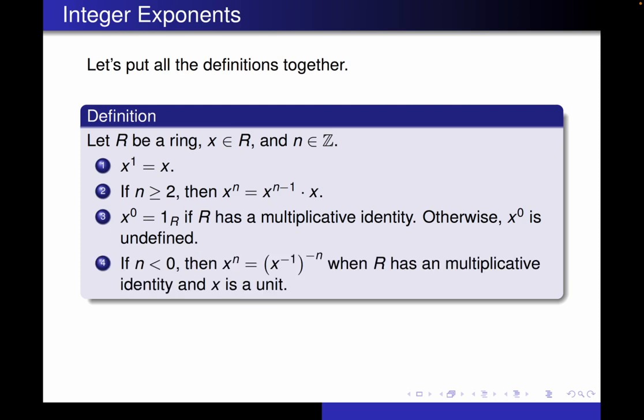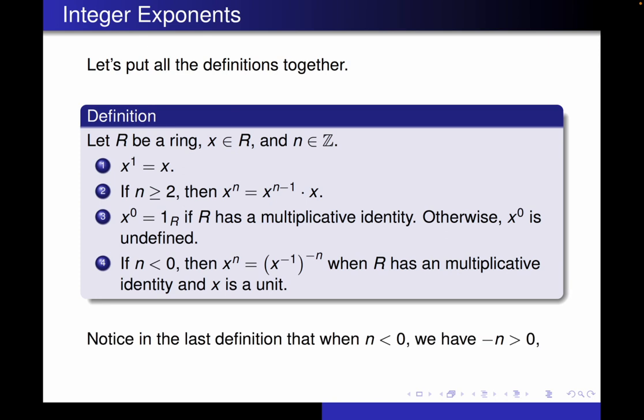And finally, if n is less than 0, then x to the n is equal to x to the negative 1, the x inverse, I should say, to the negative n power, when R has a multiplicative identity and when x is a unit. And just note that that negative n in the exponent is going to be a positive number because n is a negative number, just like it was back when we were doing negative integer multiples in the previous video. Right, so if n is a negative number, negative n is a positive number.